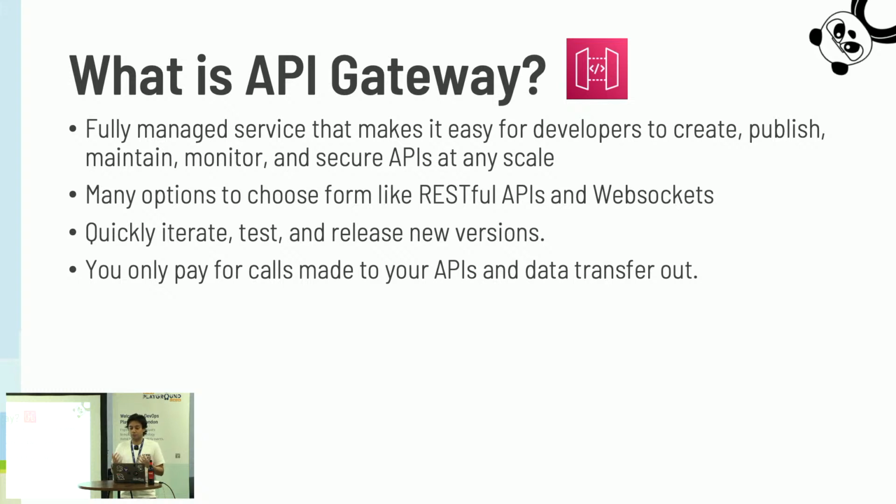Again, the main take here is you can scale really fast. You don't have to worry about the scaling bit. AWS takes care of the difficult aspect of scaling, and so that's why we're going with API Gateway. And again, if you're worried about cost, you're only paying for the calls made to your API and the data that's being transferred out. So it's just pay for what you use, and that's what you want, right?